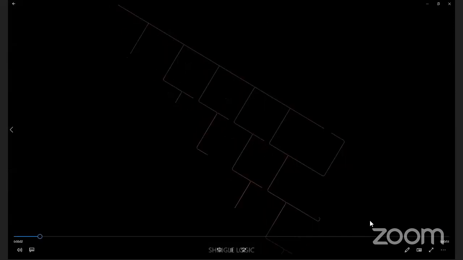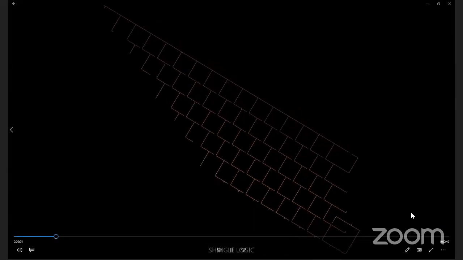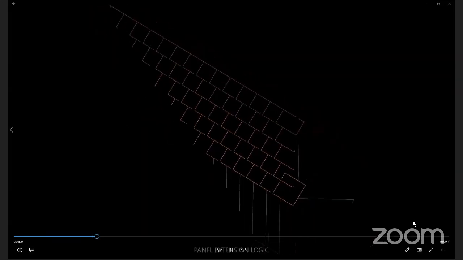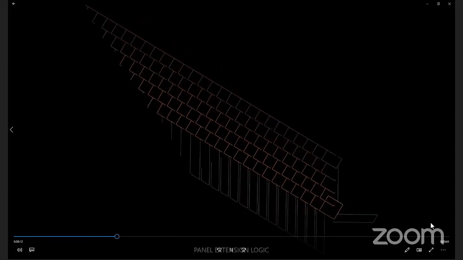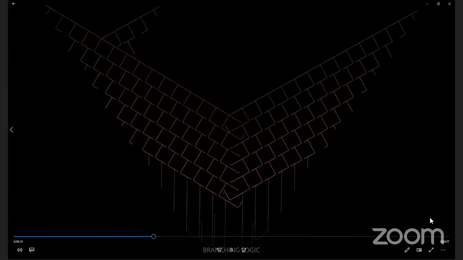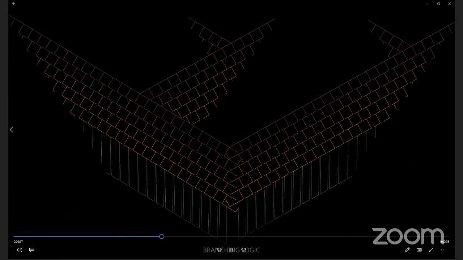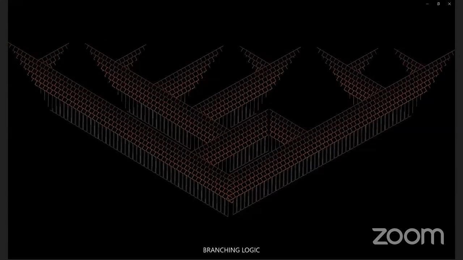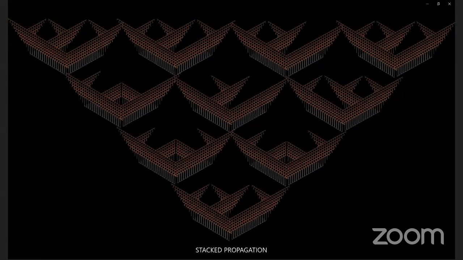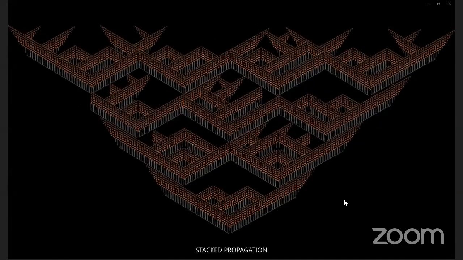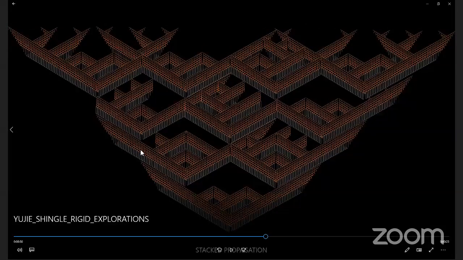video. The second one is more rigid, where before this, there was the Shingo logic. And after the Shingo logic, I added another clock that does this panelization, so that it looks like an isometric drawing of a small corridor or a walkway. And then I explored a branching logic. And from there, I just stacked it.